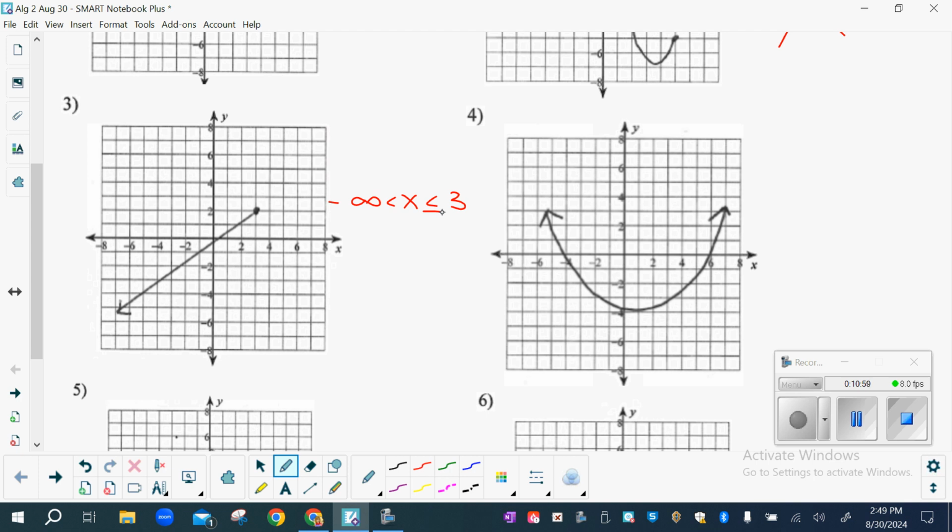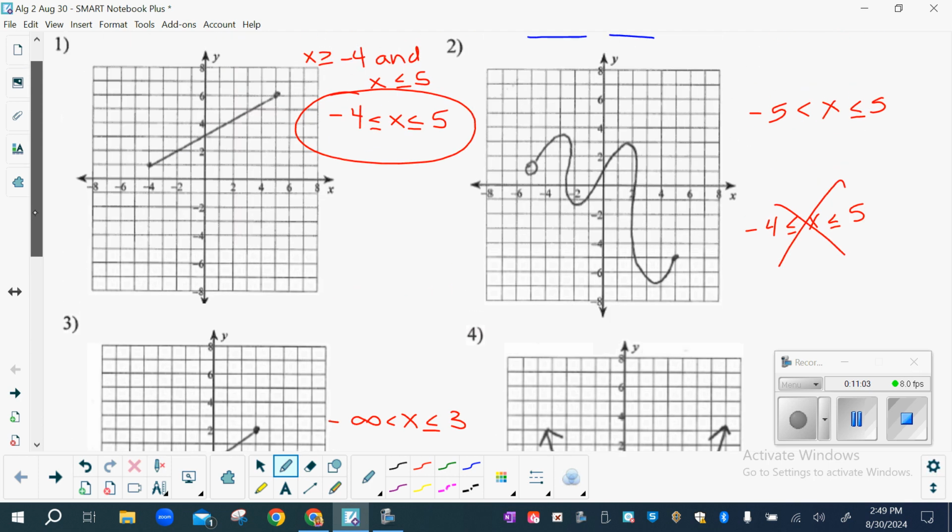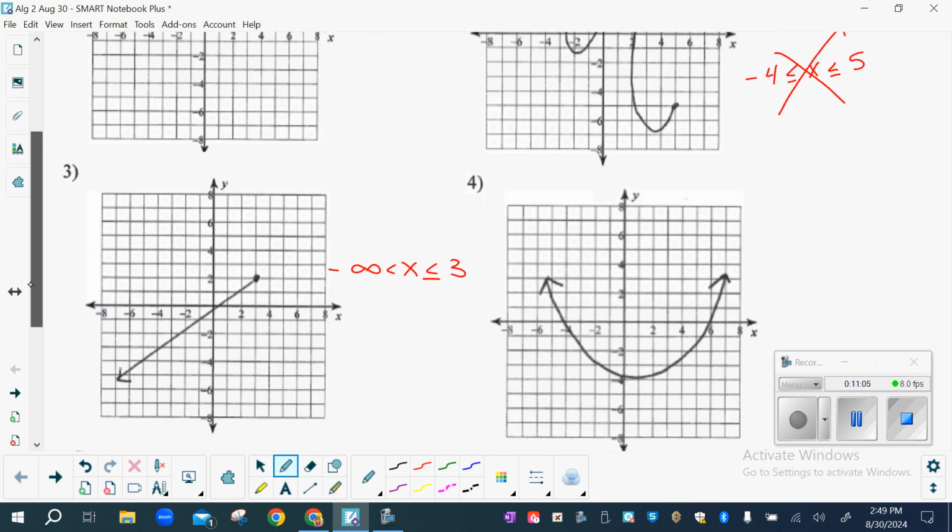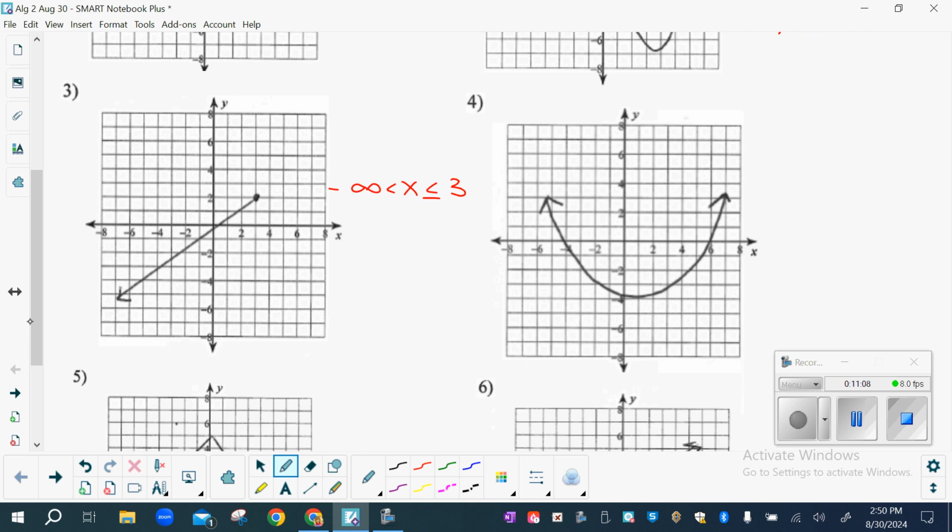Let me talk about something on this one here. Another way you could write this would be x is less than or equal to 3. Either one is fine. You have to know this one also, though. You need to know what that is there.